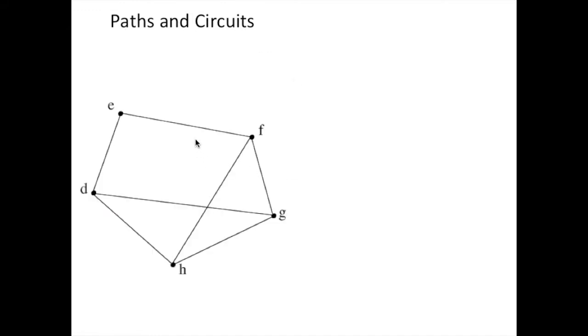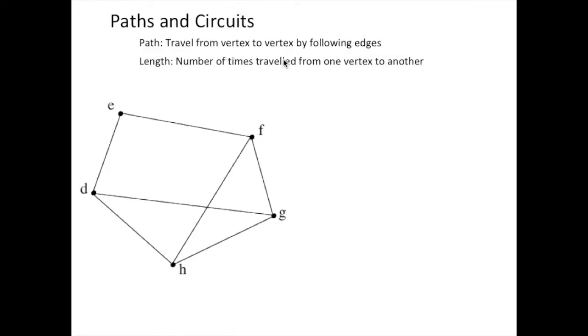And circuits. Here we have a whole bunch of vertices and we have a whole bunch of edges connecting them. A path is the route that we traveled from one vertex to another vertex by following edges. The length is the number of times traveled from one vertex to another. From E to F is length 1. E to D is length 1, right? Even though they're not the same length, these are length 1 because it's one edge.